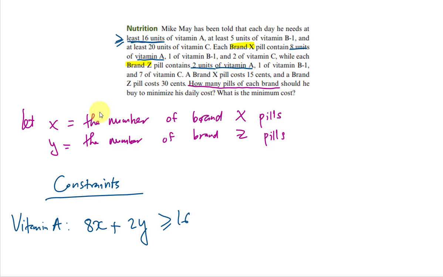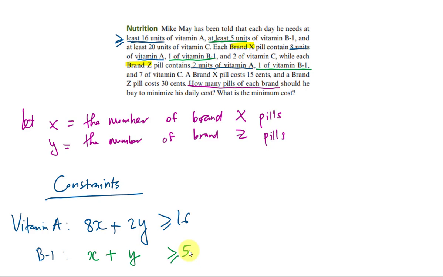Now, what about the constraint imposed by the amount of vitamin B1? For vitamin B1, the doctor told him that he needs at least 5 units. From brand X, it has only one unit of vitamin B1, so 1 times X is X. And then for brand Z, we have 1 of vitamin B1, so just Y. 1 times Y is Y. And bigger than or equal to 5: X + Y ≥ 5.